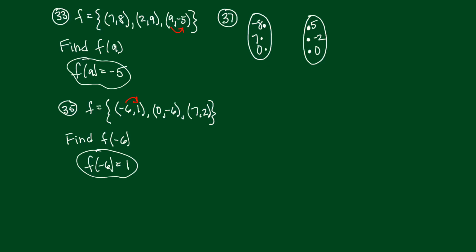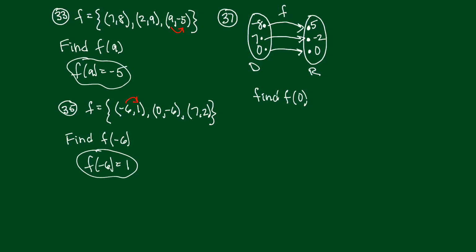Number 37 is interesting. We're given the function in terms of a mapping diagram. We're going to map the elements from the domain here, right? The circle on the left is the domain, the one on the right is the range. So here's what we're told, that some function, we're going to name it f, converts a negative 8 into a 5, and we're going to call this rule f. It takes a 7, converts it to a negative 2, and it takes a 0 and keeps it as a 0.